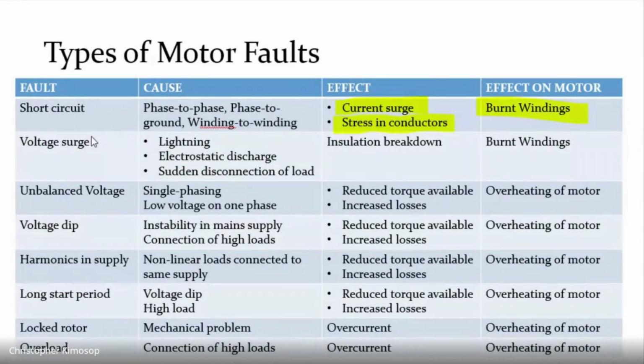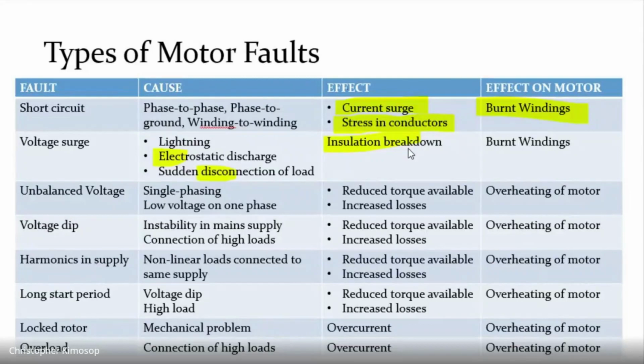When you have your voltage being applied, if the motor is expecting 415 and you have, say, lightning or an electrostatic discharge or a sudden disconnection of the load, you have excess voltage, which is more than what the motor has been designed and rated for. The primary effect of that is you suddenly have the insulation breaking down. Insulation of all conductors is rated to a certain voltage, above which it breaks down. The dielectric properties of the insulation material are such that if you exceed the rated voltage, the material will no longer insulate.